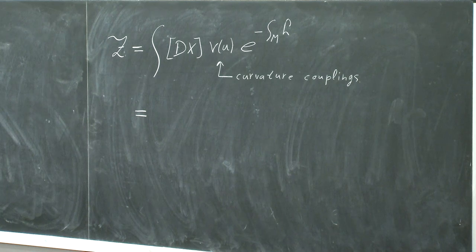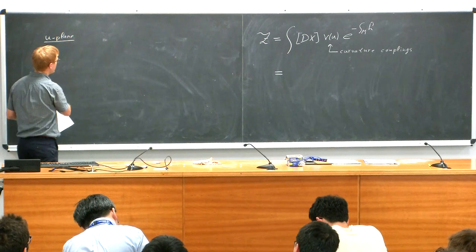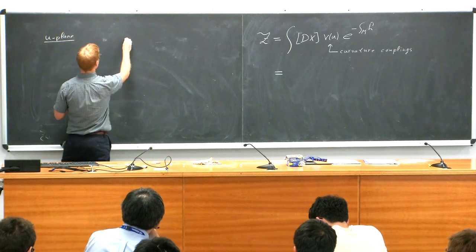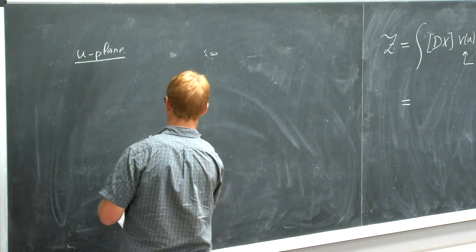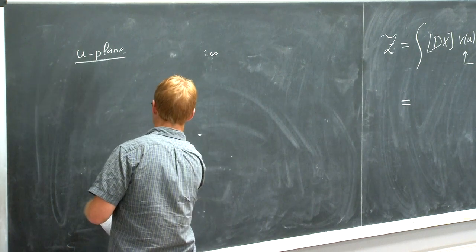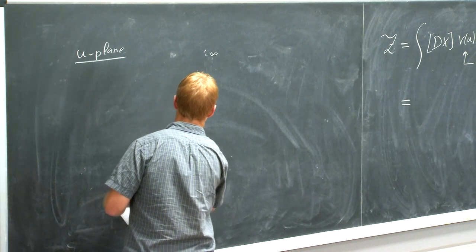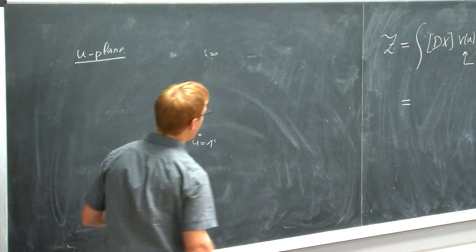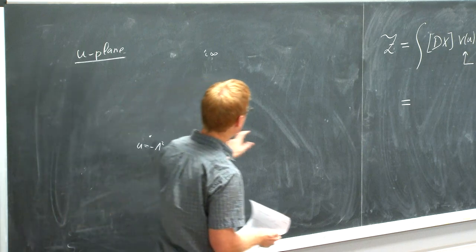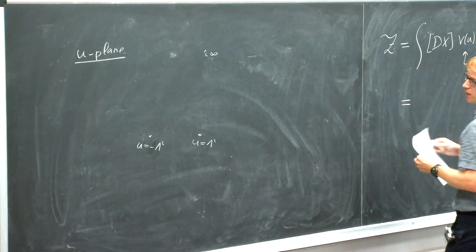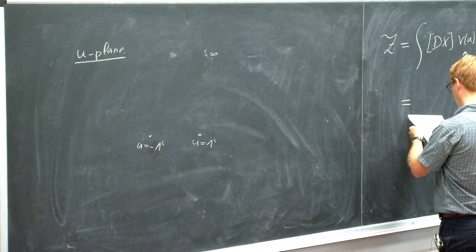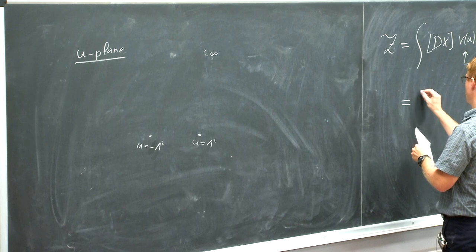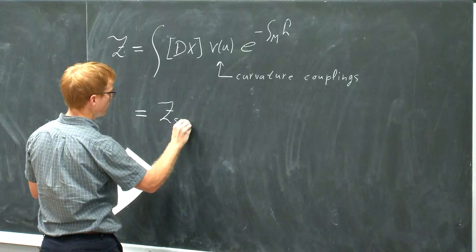The U-plane in a sense has these three special points: a weak coupling limit, and then two strong coupling singularities, at U equals minus lambda squared and U equals lambda squared. And now this path integral, it turns out, has delta function support on these singularities, which is known as the Seiberg-Witten contribution to this integral.